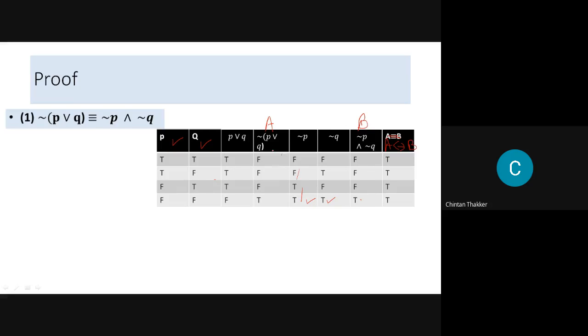Now, if both have the same value, we have T. If both have different values, we have F. Here the first three are F and the fourth one is T, and here also the first three are F and the fourth one is T. So both have the same value in every row, so all rows are T. So this is a tautology, so A is equivalent to B. That means we proved the theorem. Now similarly, do the second one.